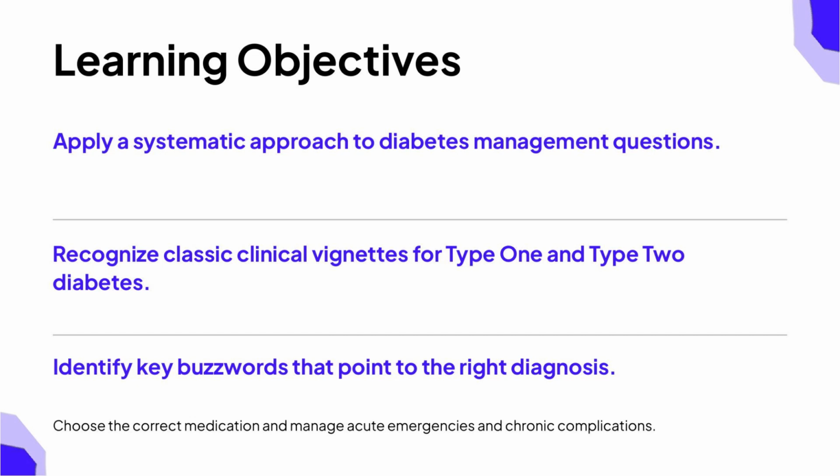And finally, you will practice choosing the correct management for emergencies like diabetic ketoacidosis and hyperosmolar hyperglycemic state, as well as chronic complications. Remember, these objectives map directly to what you will see in your question banks. After this video, go back through your endocrinology questions and you will notice these patterns immediately.